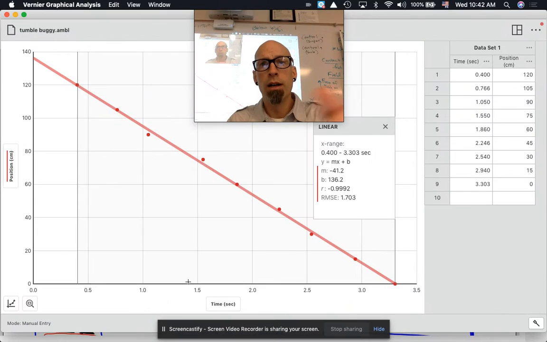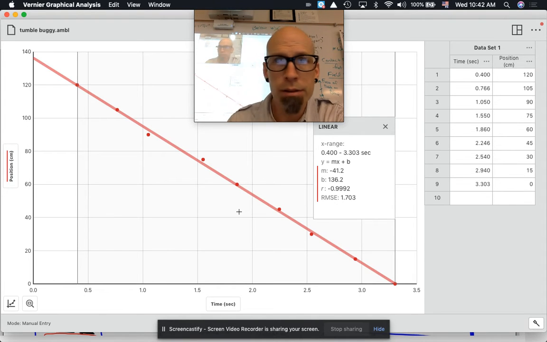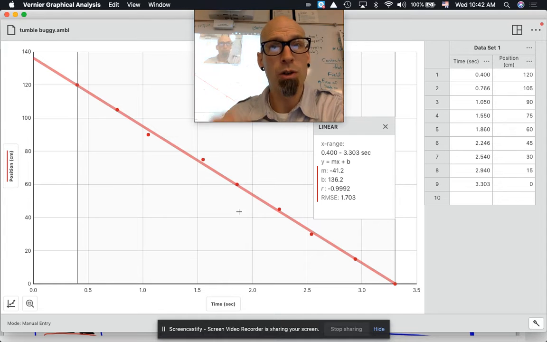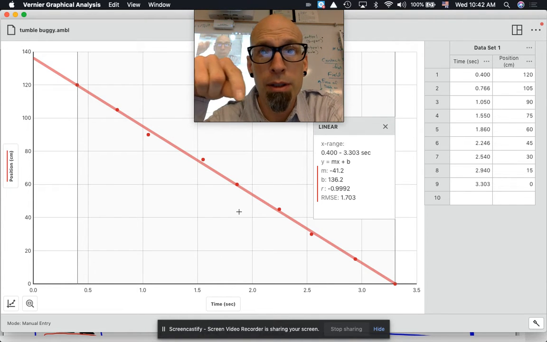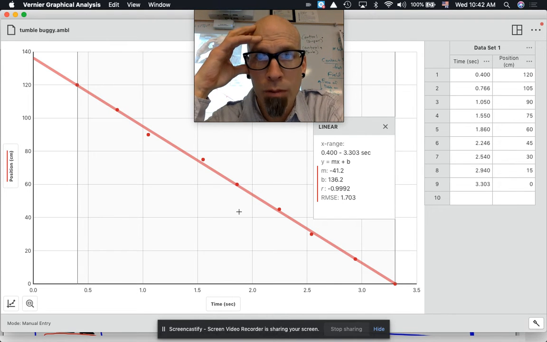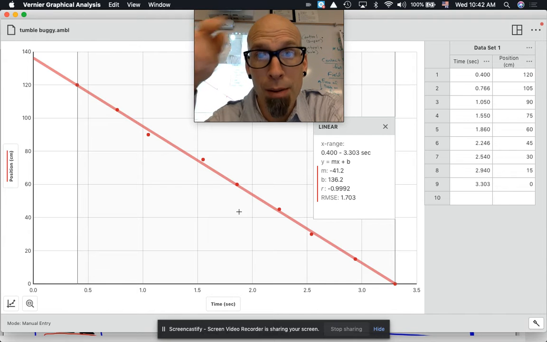This was my data for my tumble buggy when I took the data several years ago, because I did this lab as well. And this is the data I got. This does not look like your graph. These do not look like the graphs that you got for your tumble buggies, but this is mine. So what's going on here? As you look at this graph, what is this saying to you about my data?